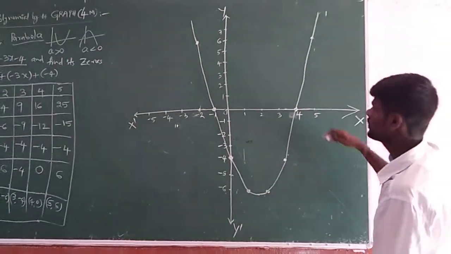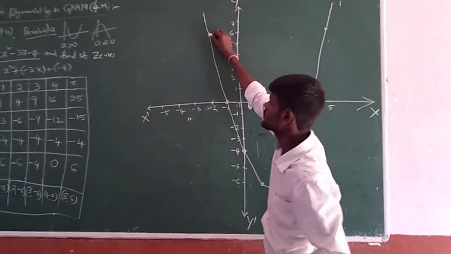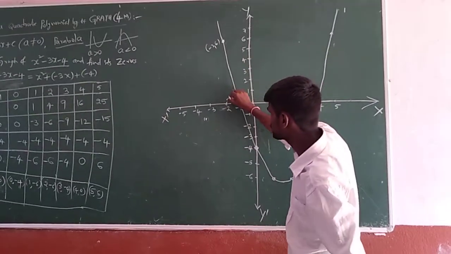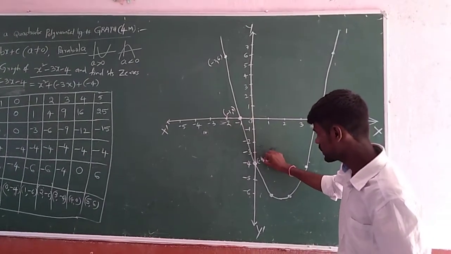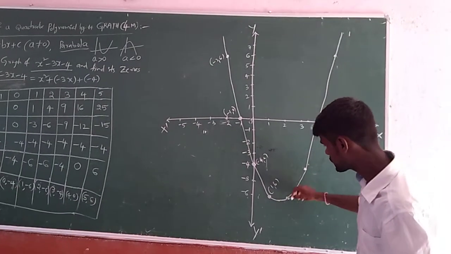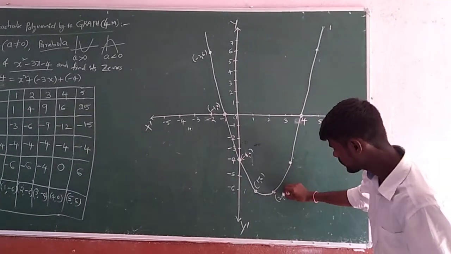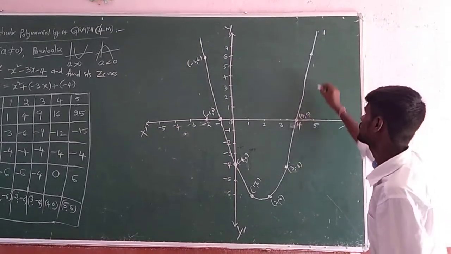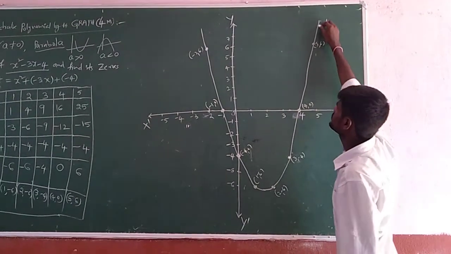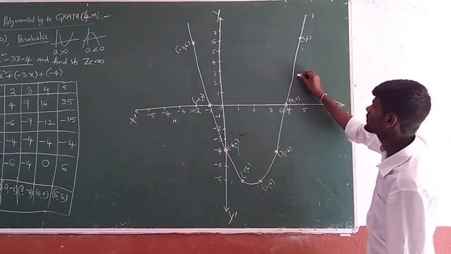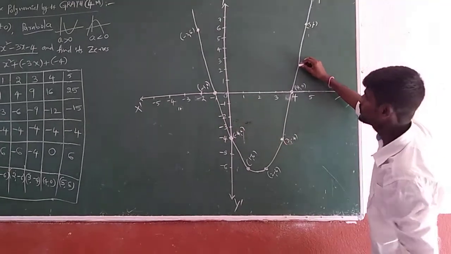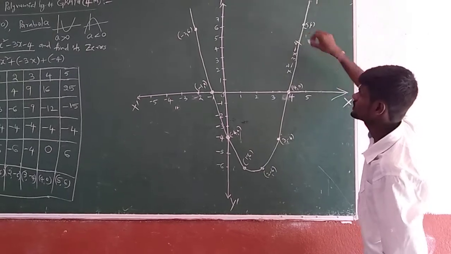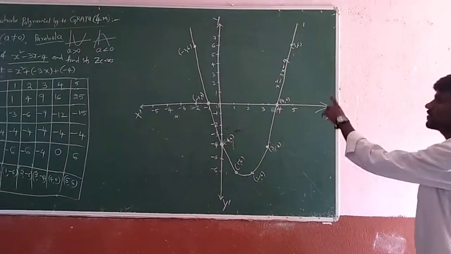After joining all of these, it's better you write the points here also. What are the points you have taken? Suppose (-2, 6), and it is what? (-1, 0), (-4, 0), (1, -6), sorry, (2, -6), and (3, -4), and (4, 0). Next it is (5, 6). Next it is a curve, and it's better you give a name for this curve. What is that? P(x) = x² - 3x - 4. This is the curve name. So this is the way of drawing the curve.